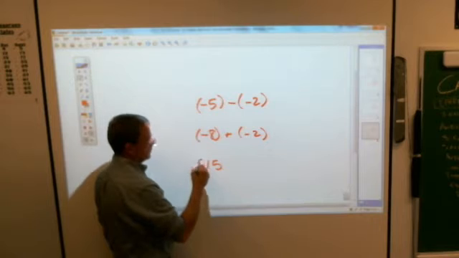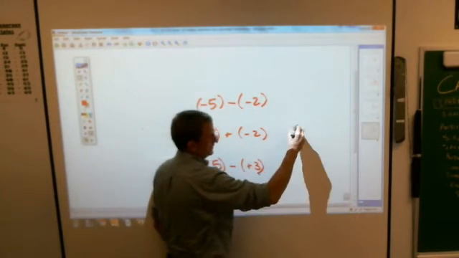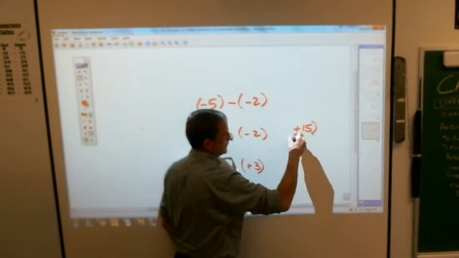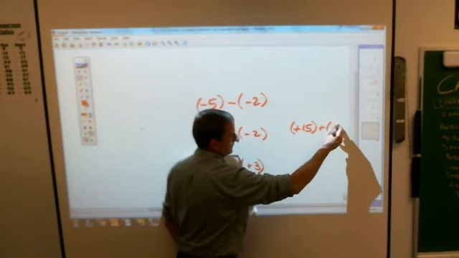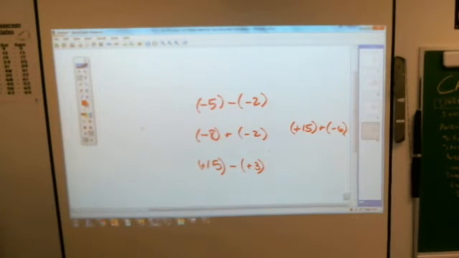How about positive 15 minus positive 3? And how about a positive 15 plus negative 6? Give it another shot, kids. I'm relatively convinced that there's a chance you might get this.